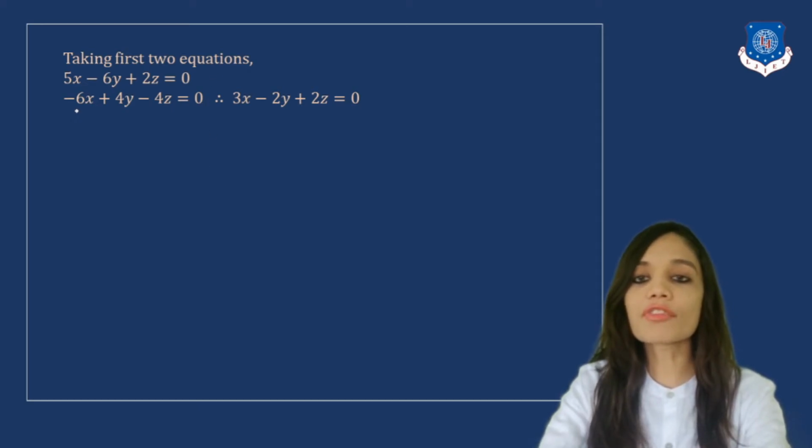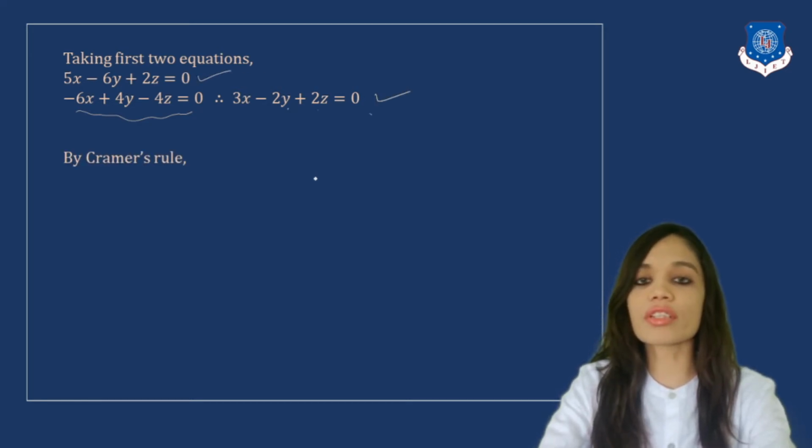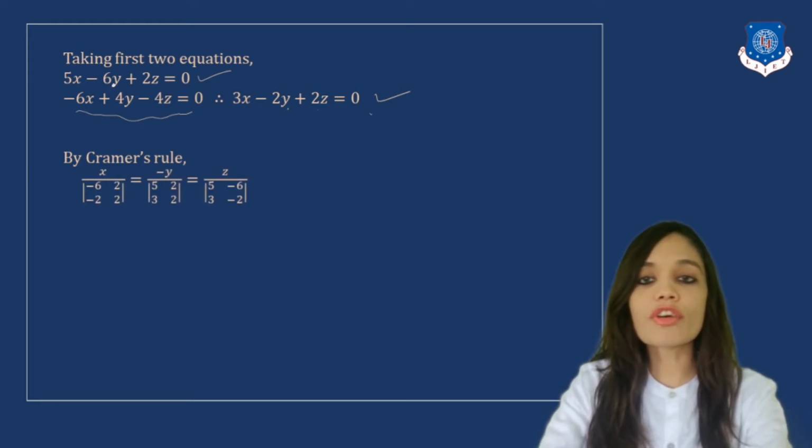And from the second equation, we will take out minus 2 common. So what we will get? 3x minus 2y plus 2z equals 0. Now using these two equations and applying our Cramer's rule, what we will get? x upon, write the coefficients of y and z: minus 6, 2, minus 2, 2, is equal to minus y upon 5, 2, 3, 2, and lastly z upon 5, minus 6, 3, minus 2.